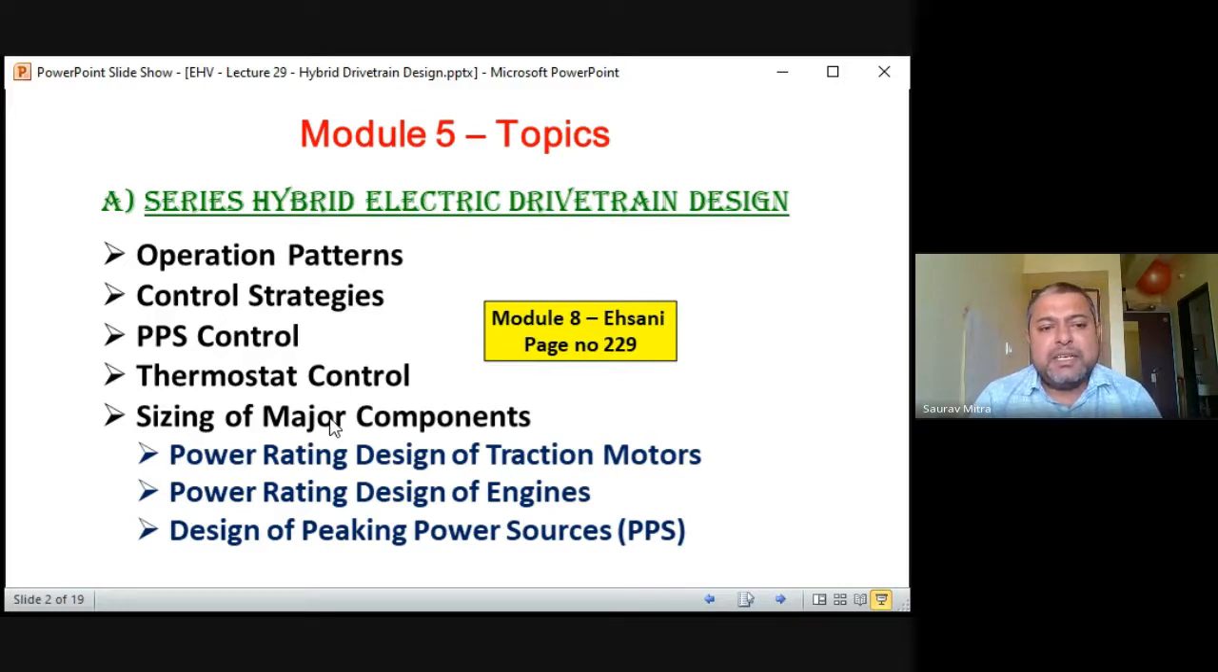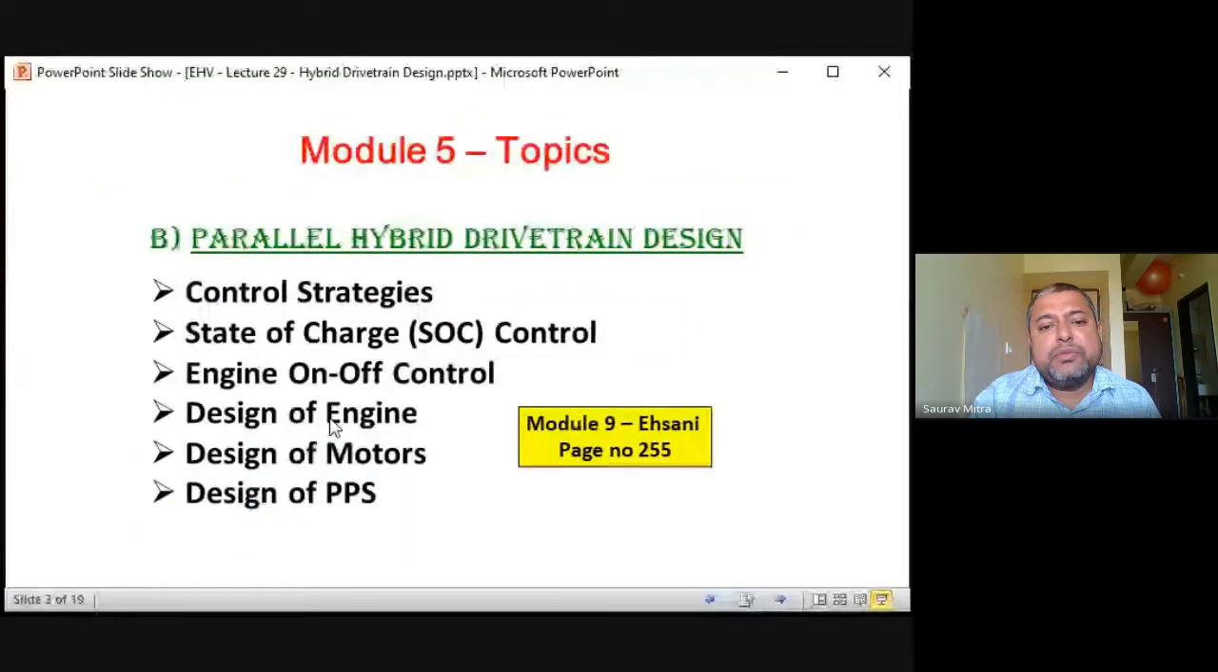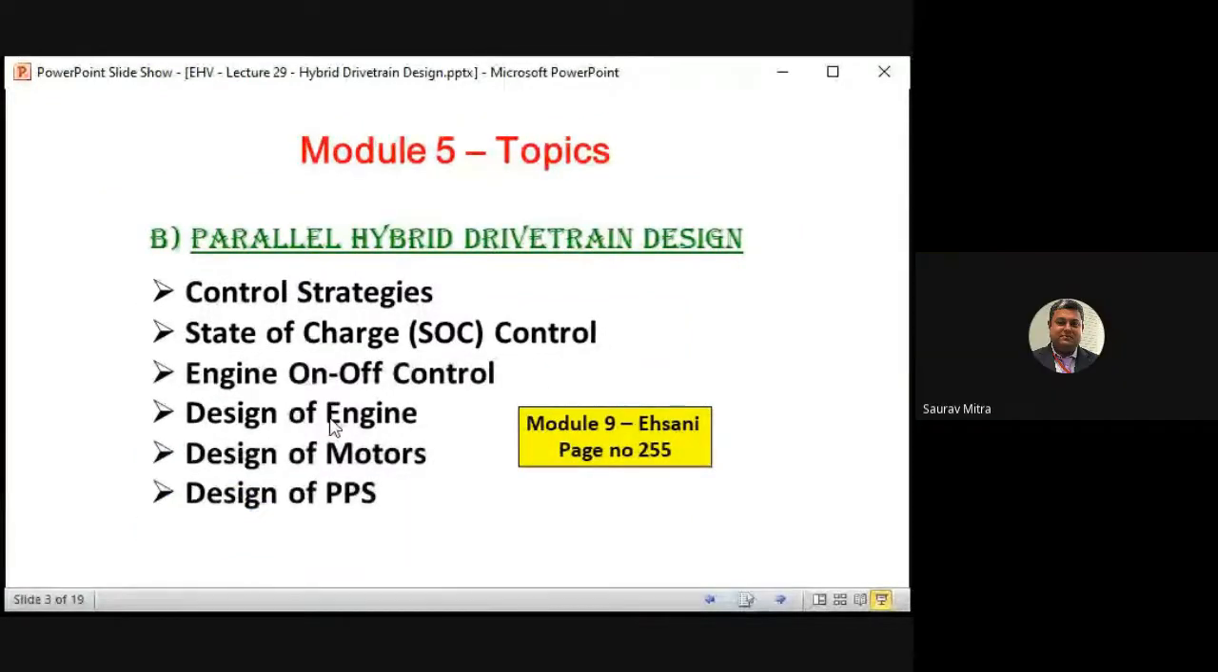So all the series hybrid electric drivetrain you will find in the book of Ehsani, chapter number 8. It starts at page number 2. So after we finish this, we will go for parallel hybrid drivetrain design, which is more in use actually. More than series, the parallel hybrid drivetrain is more in use. This is actually called mechanical type of coupling.